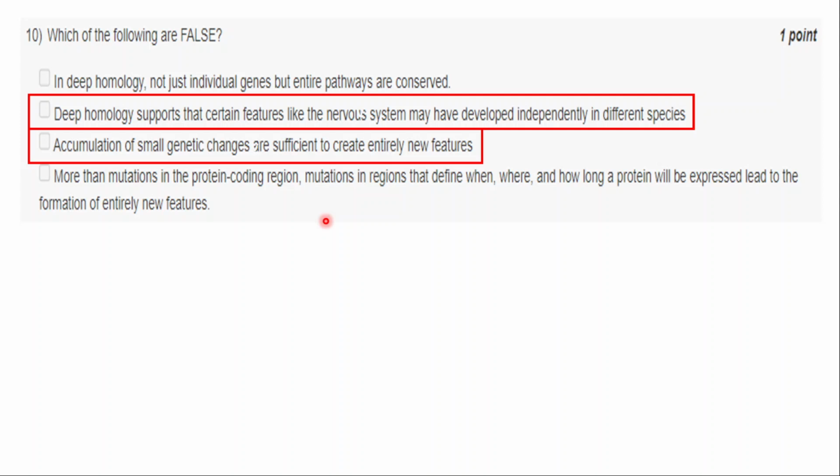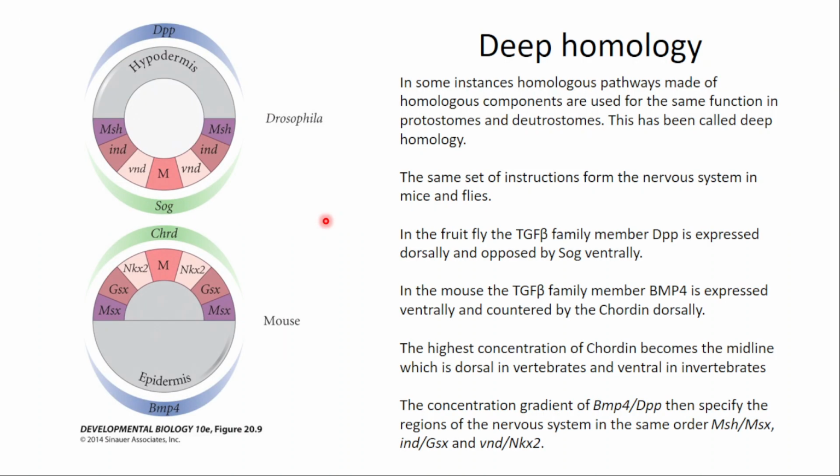Okay, let us quickly go about what is deep homology. Here I have used the same example to explain to you guys. In some instances, homologous pathways made of homologous components are used for the same function in protostomes and deuterostomes. This has been called deep homology. So here we have a Drosophila and a mouse. Drosophila is a protostome, mouse is a deuterostome.